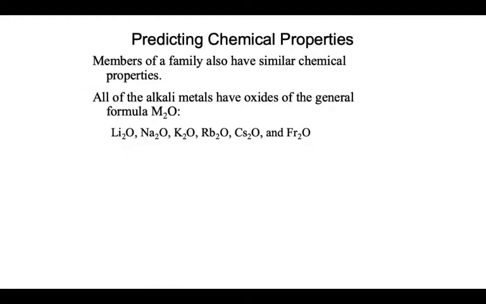So, chemical properties. All of the alkali metals have oxides in the general form M2O. What is M? Metal, because these are the metals. Okay? So if I'm looking at an alkali metal, for instance, lithium, sodium, potassium, rubidium, cesium, or francium, when they react with oxygen, they form a new compound. In that new compound, there will be 2 metals and 1 oxygen every single time. Okay? This is what it means to be in the family. You have that same reactivity.